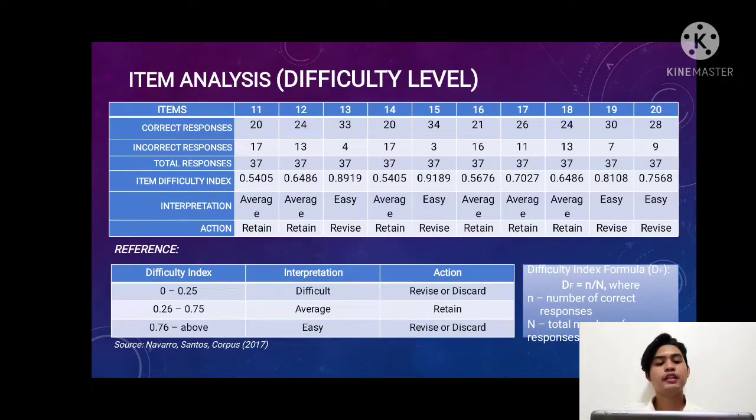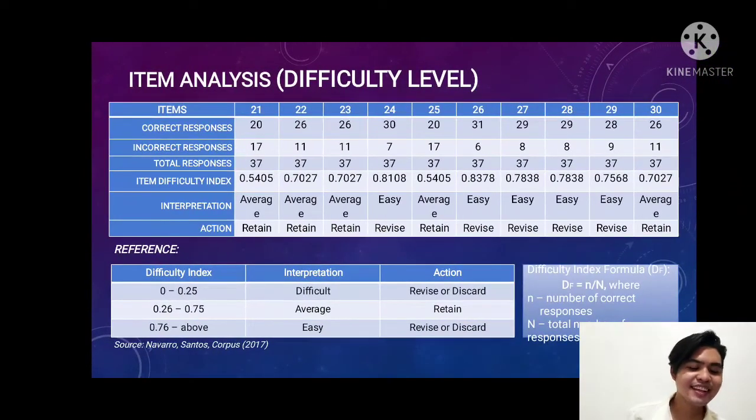Item number 20 got 28 correct responses, 9 incorrect responses, 0.7568 as its item difficulty index, and interpretation should be easy, and action should be revised. The next item analysis contains items number 21 to 30.